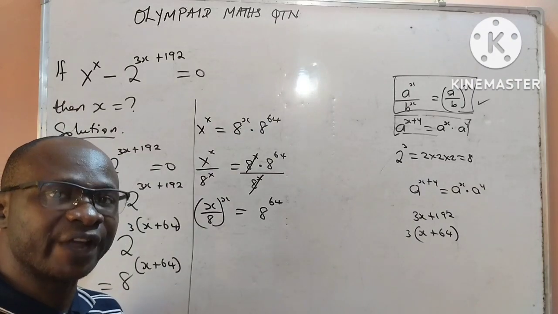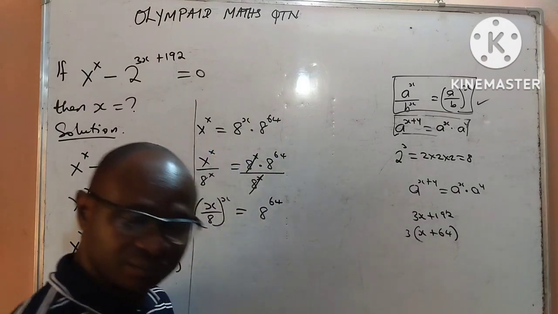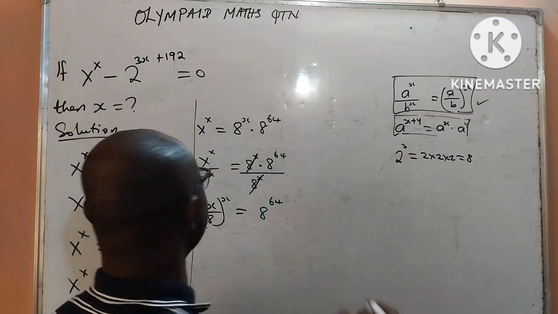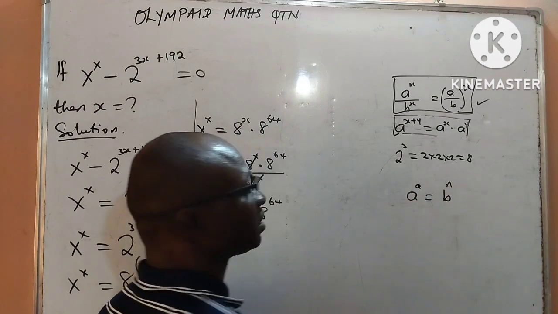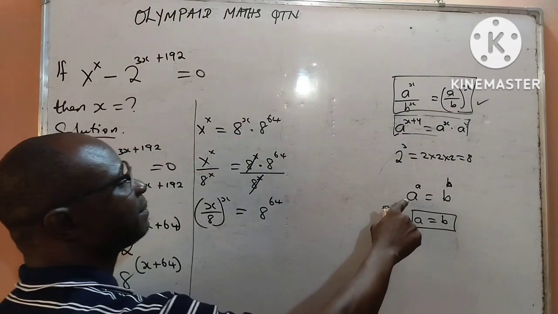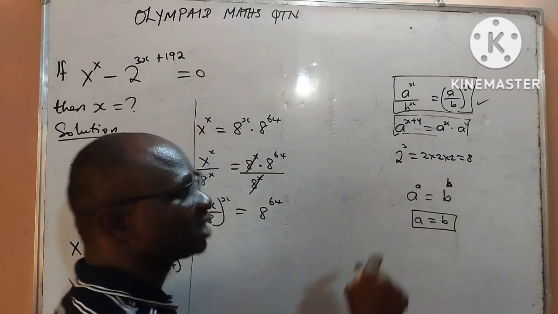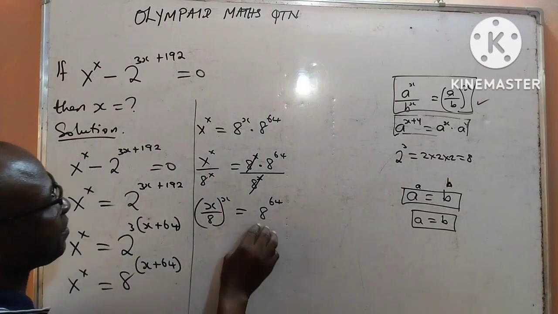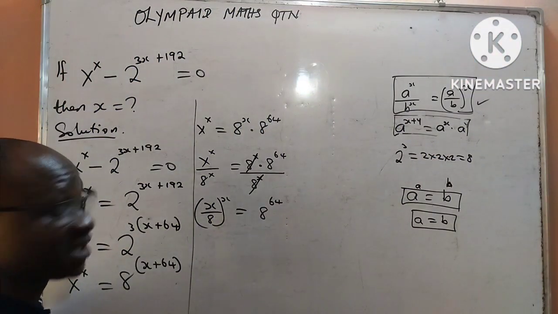I have in mind a law in indices that says if I have a to the power a equal to b to the power b, therefore a is equal to b. That is, when the base is the same as the power, and by the left hand side the base also is the same as the power, it means the bases are equal. Therefore, what I want to achieve now, from here, the base here is x over 8. That is my base.